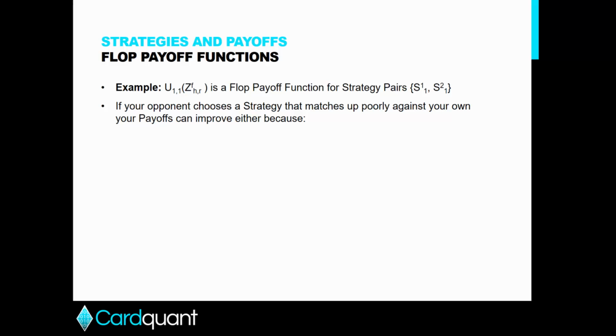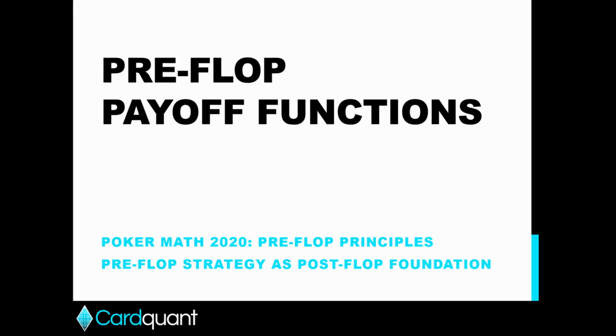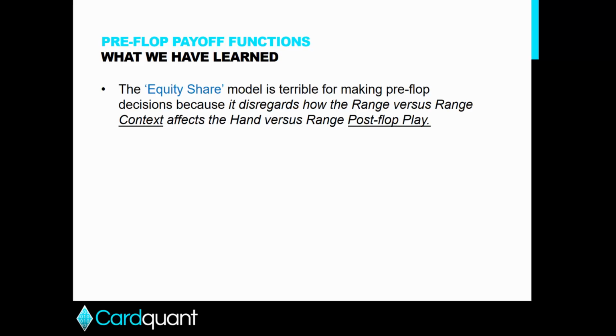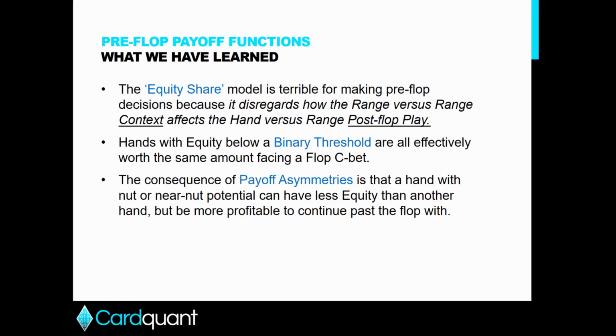So if your opponent chooses a strategy that matches up poorly against your own, your payoffs can improve either because more of your hands become profitable to continue with, or the hands which you continue with become more profitable, or both. We're almost ready to complete our model, because we just need to discuss pre-flop payoff functions now. What have we learned so far? That the equity share model is terrible for making pre-flop decisions because it disregards how the range versus range context affects the hand versus range post-flop play. Hands with equity below a binary threshold are all effectively worth the same amount when you face a flop continuation bet, and the consequence of payoff asymmetries is that a hand with nut or near nut potential can have less equity than another hand, but be more profitable to continue past the flop with.